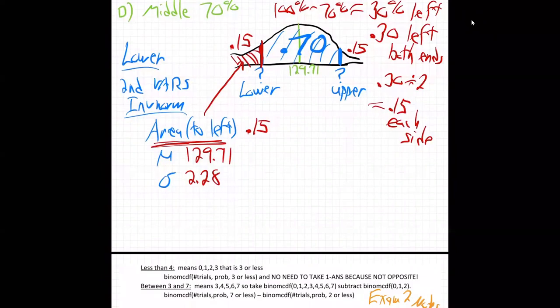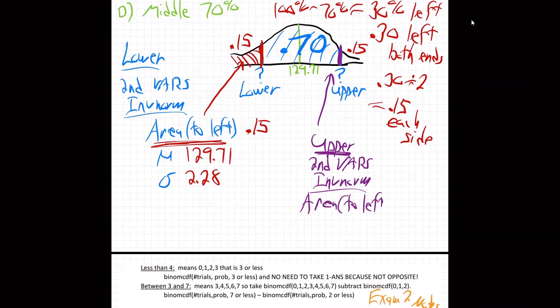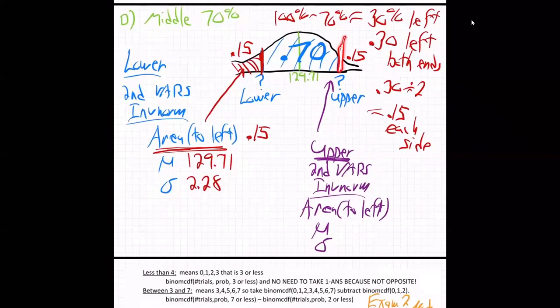But now, how do we find the upper? Well, it's very similar. Now to find the upper, right here, this upper spot, again, we're going to go second, vars, inverse norm. And then, again, they want area to the left. Remember, it's area to the left, and then mu and sigma. What's the area to the left of this upper spot? How much of the candy bar is to the left? 70, 85? And 15. 85. Yeah, exactly. It's going to be, let me just do it right here. 0.70 plus 0.15, 0.85. Yeah, so you're always doing area to the left. And so the area to the left of the upper spot is 0.85.